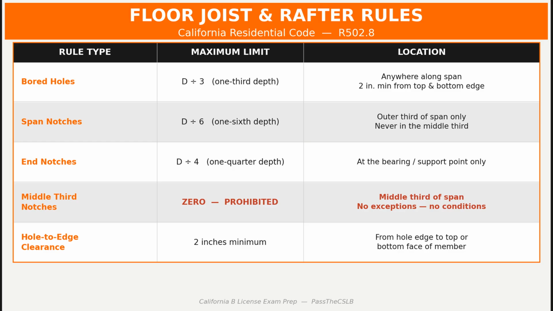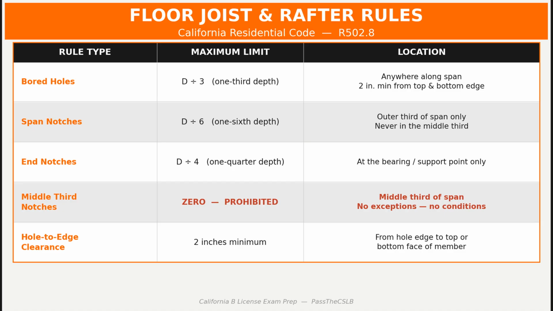Bearing and exterior wall studs. California Residential Code R802.8.2 divides walls into 2 categories with intentionally different rules because the structural forces acting on them are different. For exterior walls and load-bearing partitions, walls that carry structural loads from the floor or roof system above, the maximum allowable notch depth is 25% of the stud's width. Note the dimension, width, not depth.